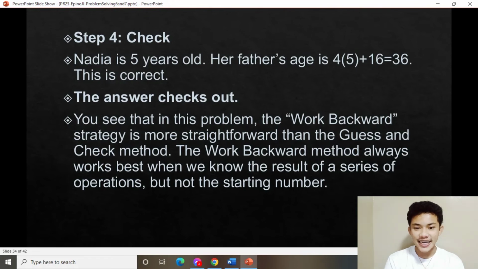Step 4, check. Nadia is 5 years old. Her father's age is 4 times 5 plus 16, which is equal to 36. This is correct. The answers check out. You see that in this problem, the work backward strategy is more straightforward than the guess and check method. The work backward method always works best when we know the result of the series of operations, but not the starting number.